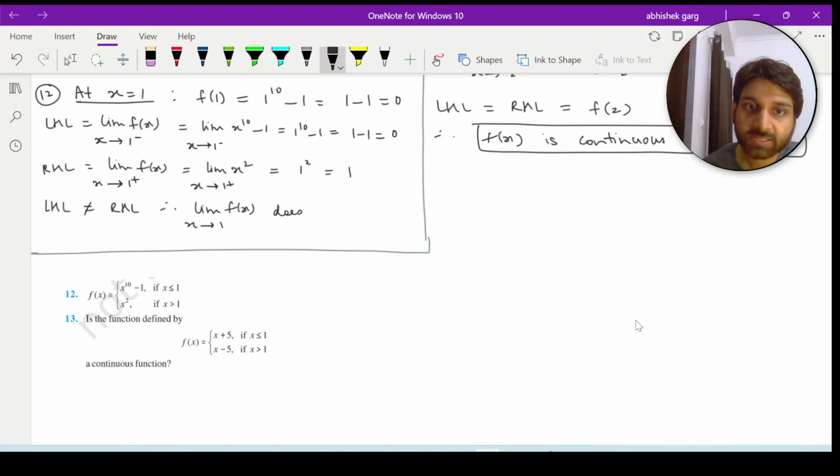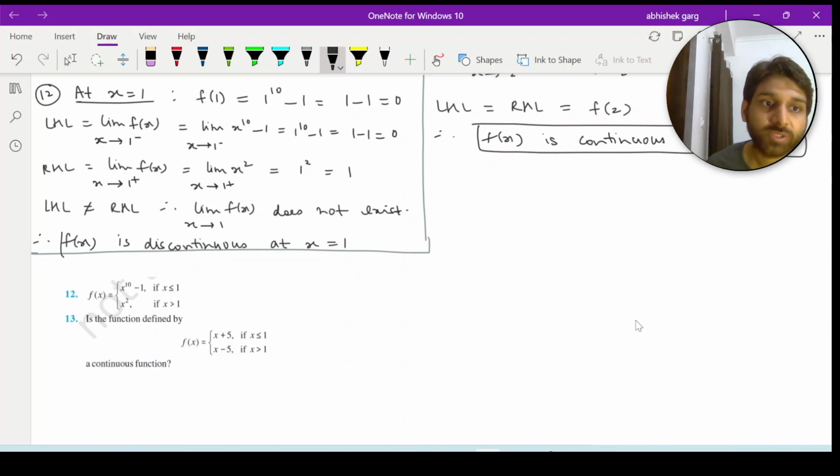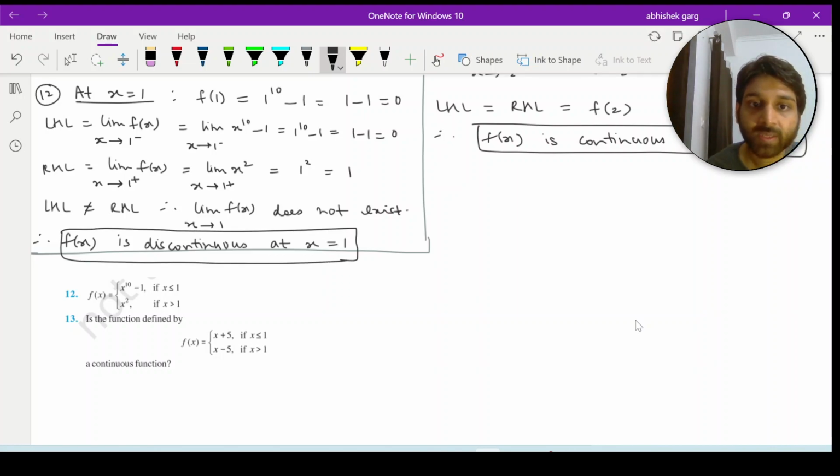It does not exist. And if the limit does not exist, the function cannot be continuous at that point. So we'll write f(x) is discontinuous at x equal to 1. So this is the answer of this question. f(x) is discontinuous, or you can write f(x) is not continuous at x equal to 1. Okay, that's about this question.